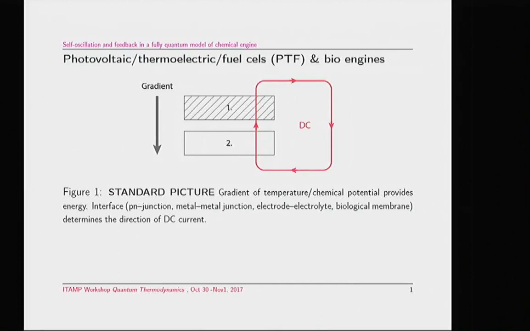So we are trying to understand how the standard devices which transfer energy into work, like photovoltaic cells, thermoelectric cells, fuel cells, but also biological engines, work. And when we started to search in the literature, it was a bit of a shock for us that we do not understand at all what the standard description of these devices is. So, first of all, you see how the standard picture looks.